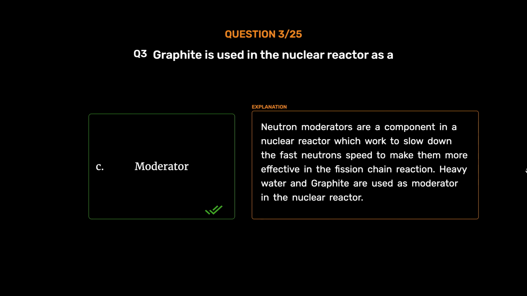Moderator. Neutron moderators are a component in a nuclear reactor which work to slow down the fast neutron speed to make them more effective in the fission chain reaction. Heavy water and graphite are used as moderator in the nuclear reactor.